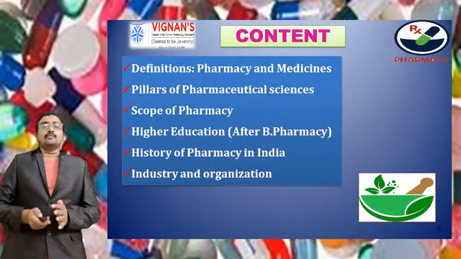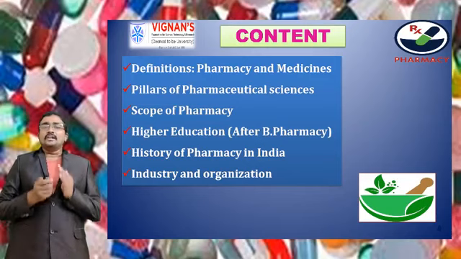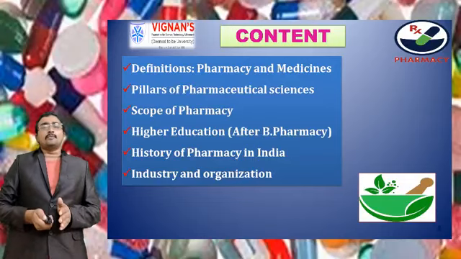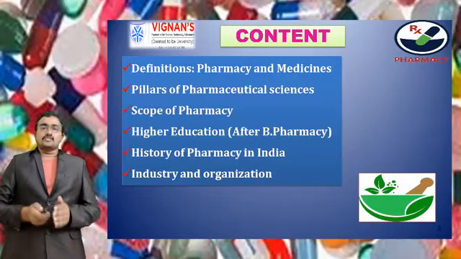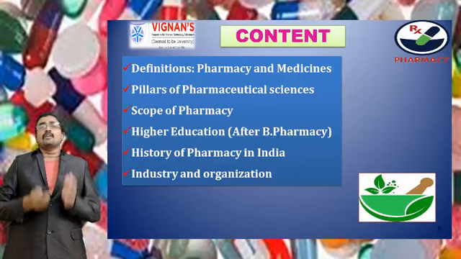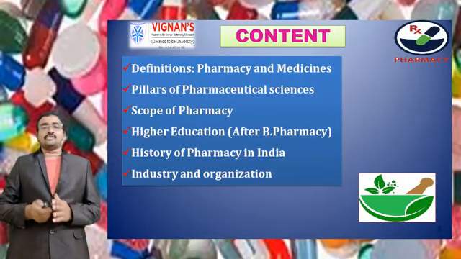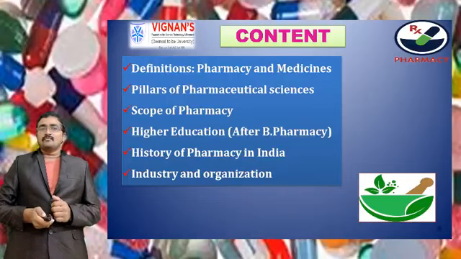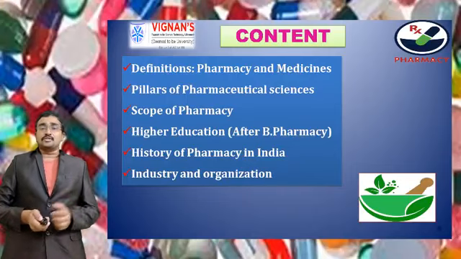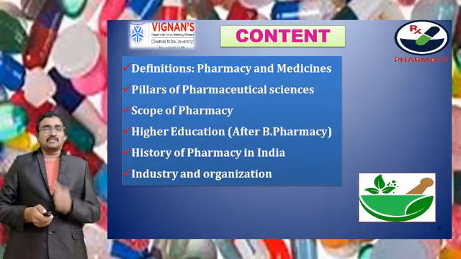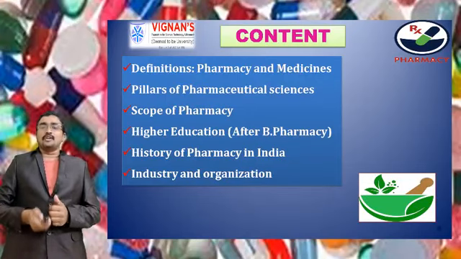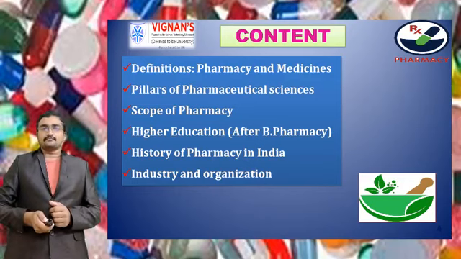The content of that chapter covers what is the meaning of pharmacy, what is the meaning of medicine, what are the pillars of the pharmaceutical sciences, and what is the scope of pharmacy. It also covers what higher education options are available after completing B Pharmacy, the history of pharmacy in India, and the industry and organizations involved in pharmaceutical drug manufacturing. This is the content I would like to discuss in this video.